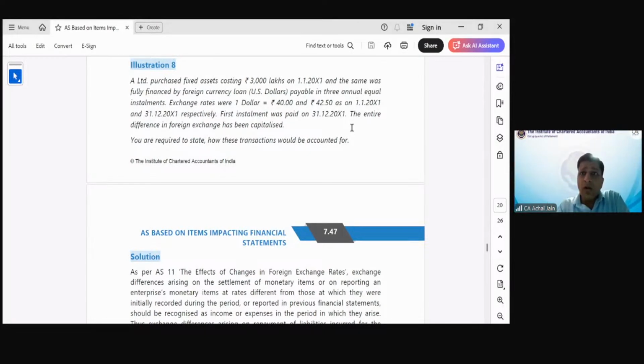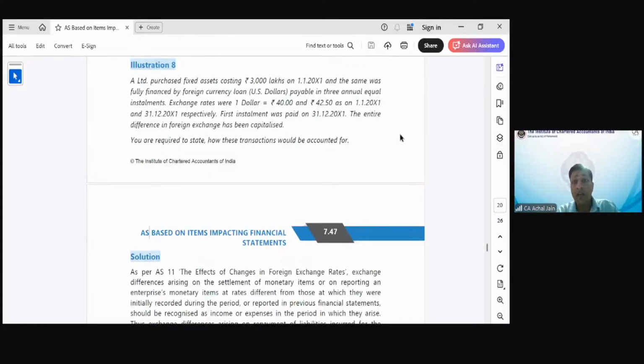So can we say it's a long-term foreign currency loan? Quickly, yes or no? Can we say that? The moment you say it's a long-term foreign currency loan, will it be considered as a long-term foreign currency monetary liability? Tell me. Rohan says yes. Devu says yes. So it will be a long-term foreign currency monetary liability.